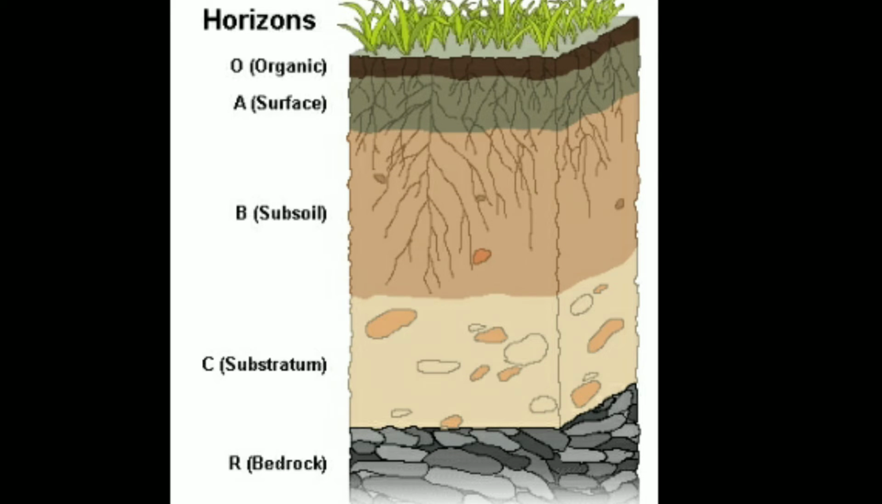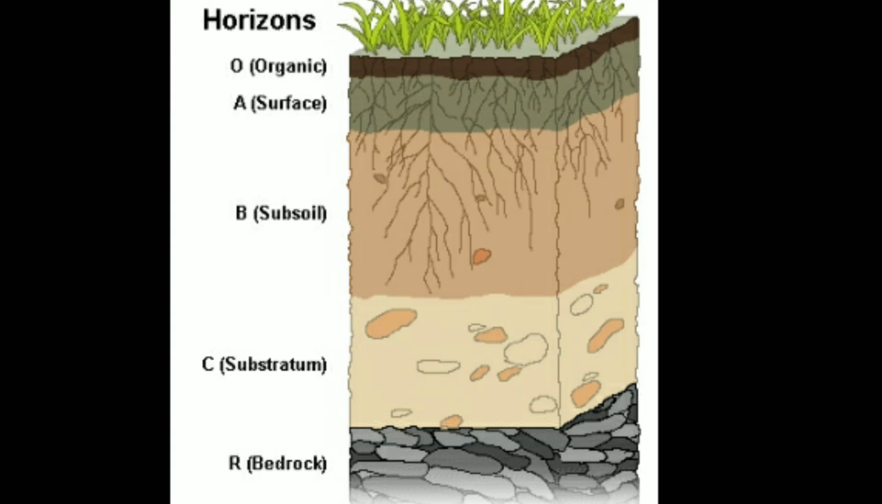This provides shelter for many living organisms such as worms, rodents, moles, and beetles. The roots of small plants are embedded entirely in the topsoil.